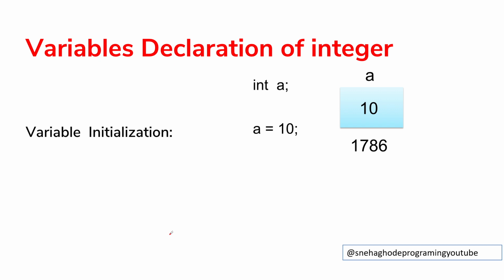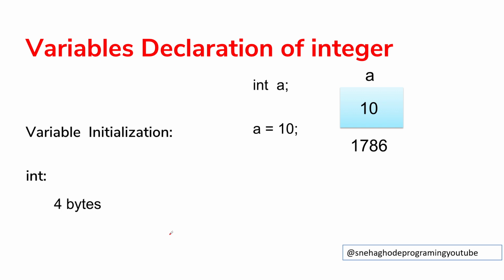Initialization we do by using the equal to sign. You can write it in one line also, as in the previous slide: integer a is equal to 10. So variable declaration and initialization in one line. But if you are not initializing the data, and you are getting the data from the user at run time, simply do the declaration. There is no need of initialization.